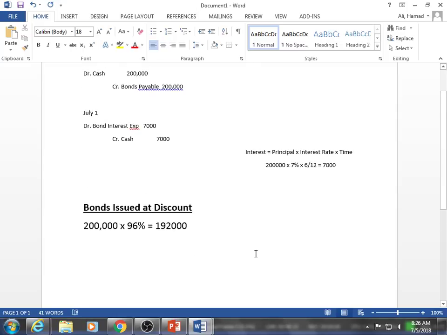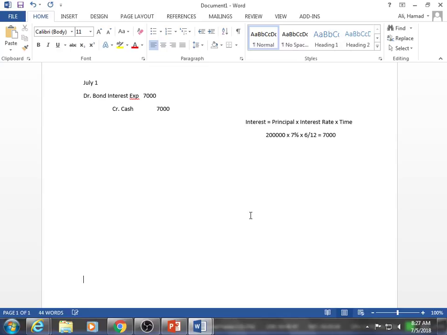Now the journal entry to record that, we're going to debit cash because we're getting cash for 192,000. Before we go any further, let me give you a generic form of journal entries. Whenever a bond is issued, like we did with the stocks, we issue stocks, we get cash. The same thing with bonds, we issue bonds, we get cash.